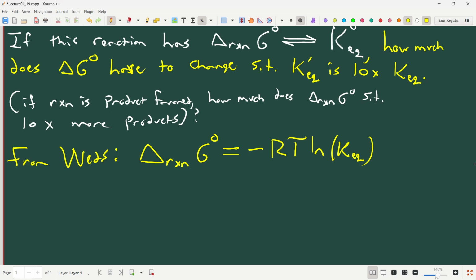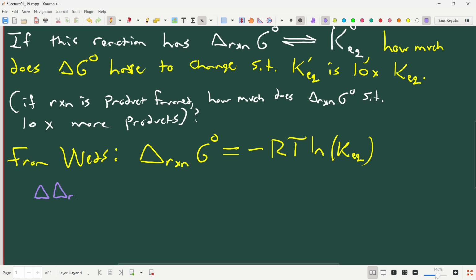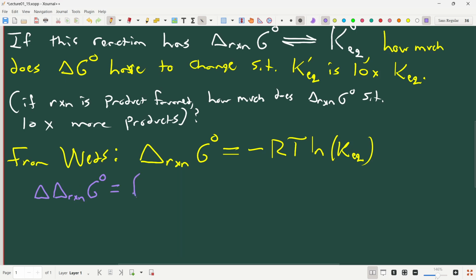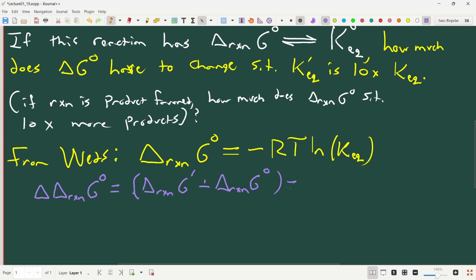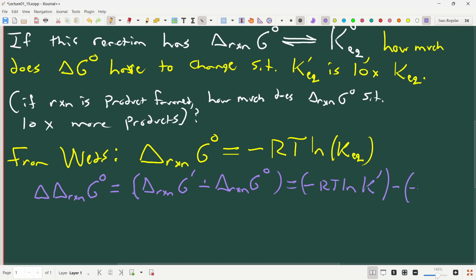All right, so let's think about that. What we want to calculate is, say, the difference in delta G, which is the difference of the delta G of reaction, G prime. That's what we want to solve: our new delta G minus the original delta G. And that's going to be equal to minus RT ln K prime minus minus RT ln K.